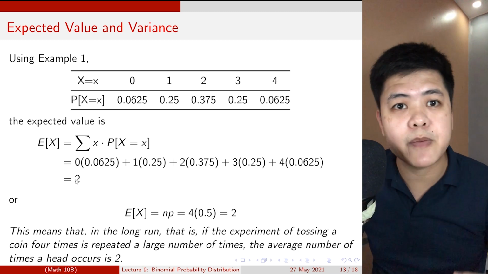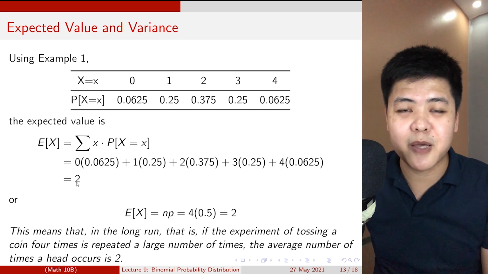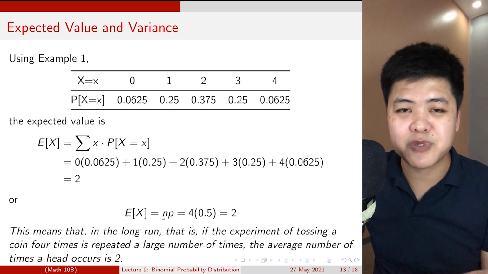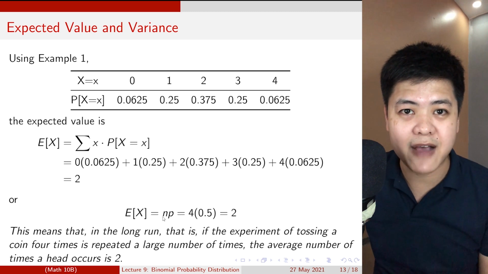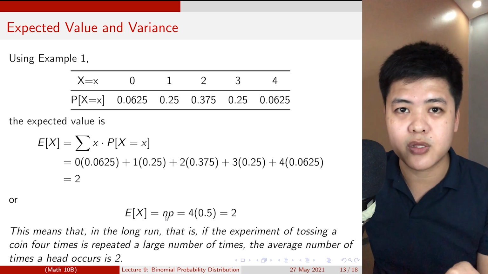Well, anyway, ano nga yung example number 1? Example number 1 is tossing a coin 4 times. So, what is the expected number of heads? Well, in that case, you can just use the formula n times p. The probability of success is 1/2 times 4 trials. So, we are expecting 2 heads for every 4 tosses.